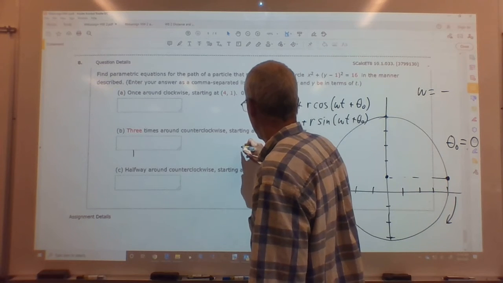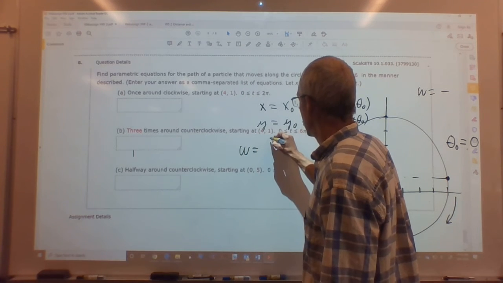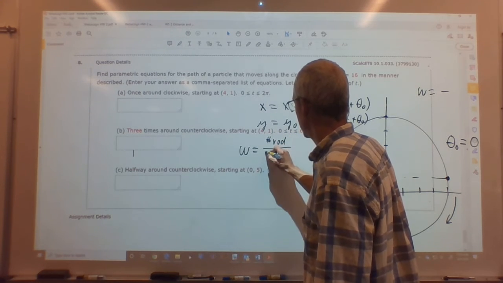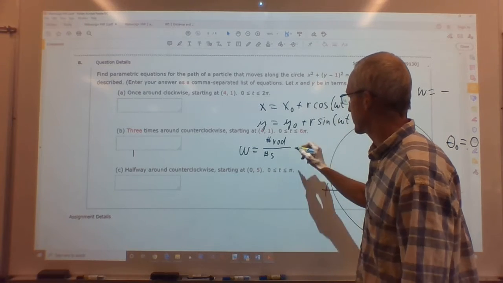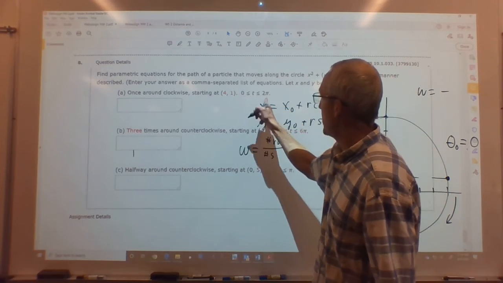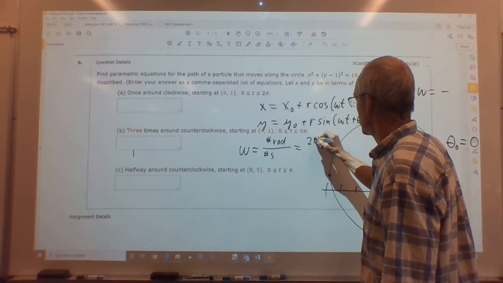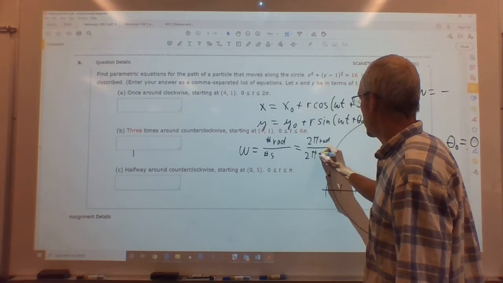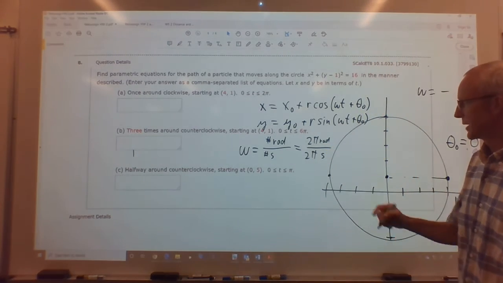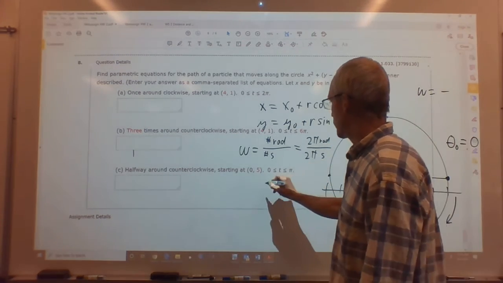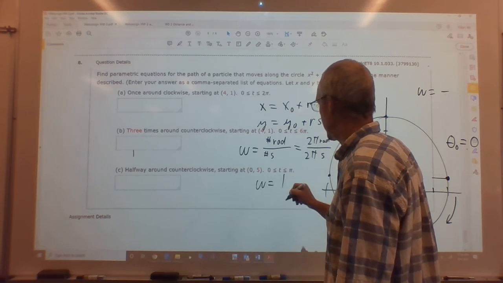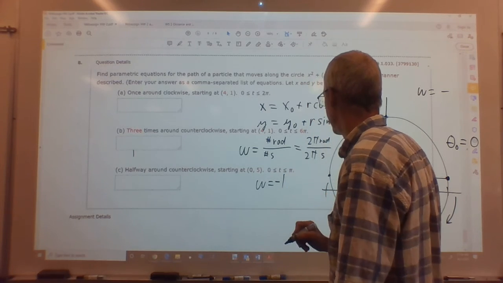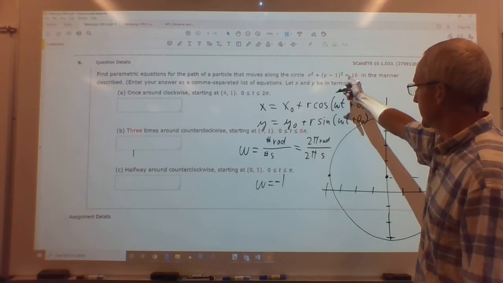Remember, omega is the number of radians divided by the number of seconds, the number of radians per second. It goes 2 pi radians, one circle, from 0 to 2 pi seconds. So 2 pi divided by 2 pi is 1. So I know my omega is 1, except it's negative because it goes clockwise. So my omega is negative 1. Now I know everything, at least for mine.